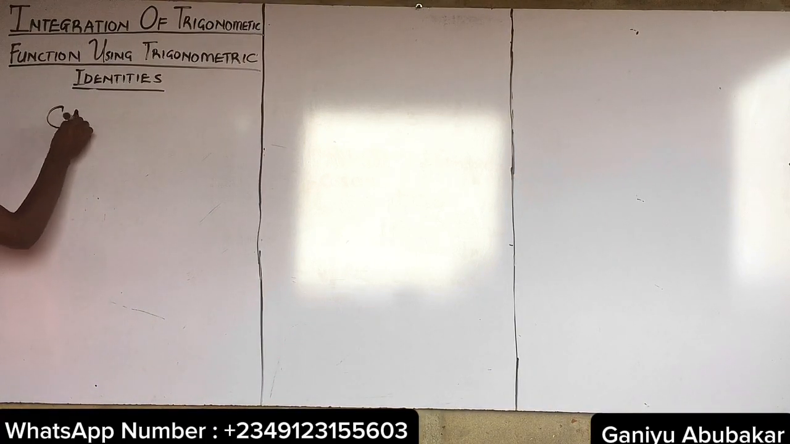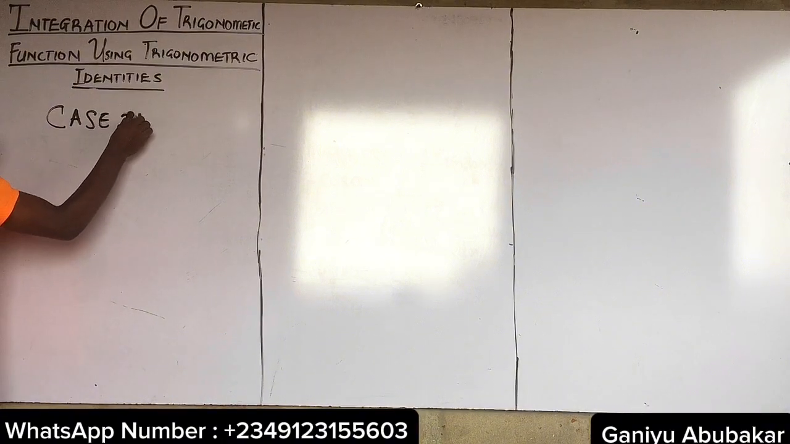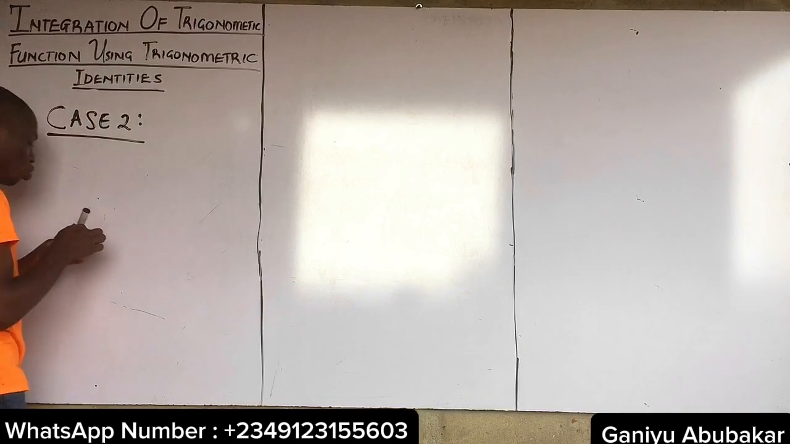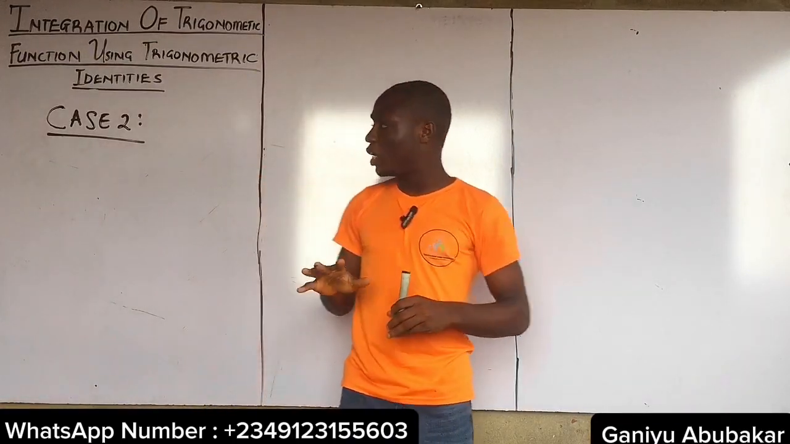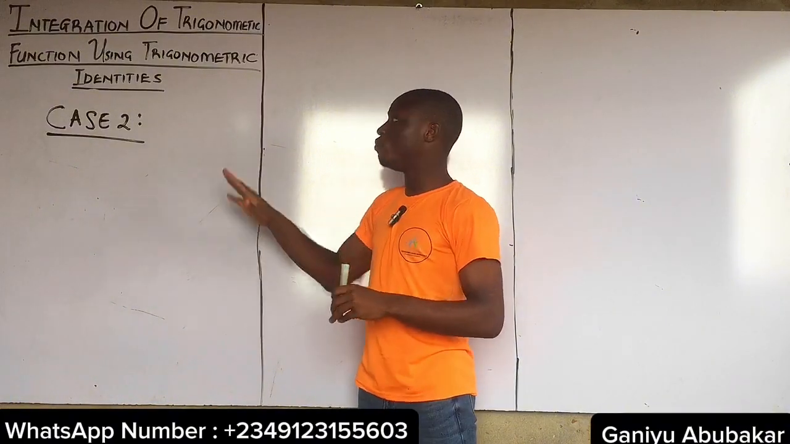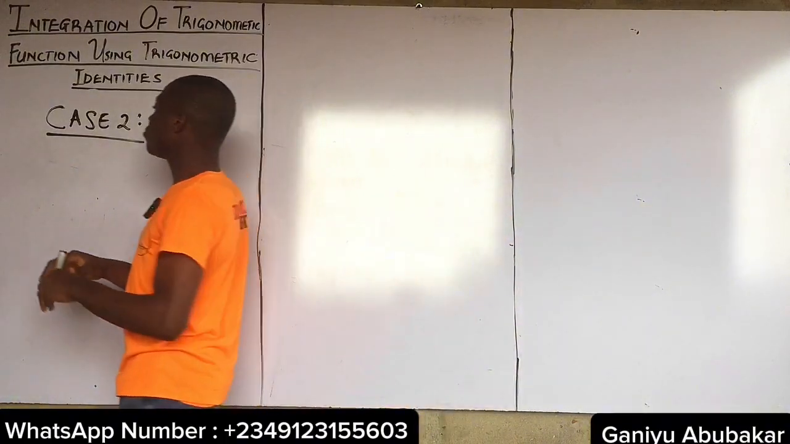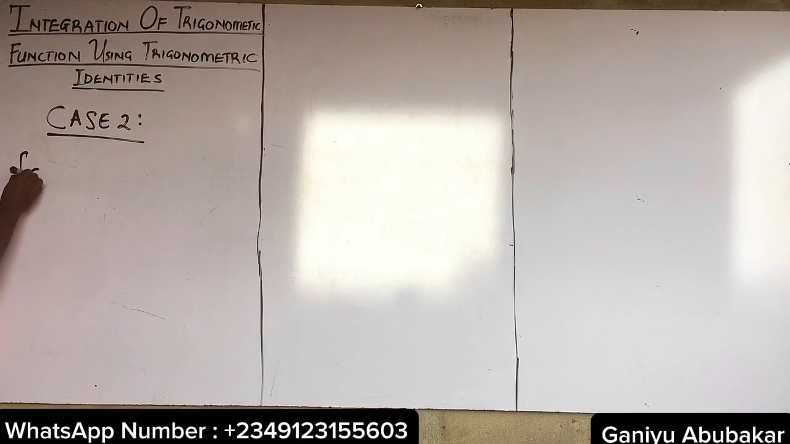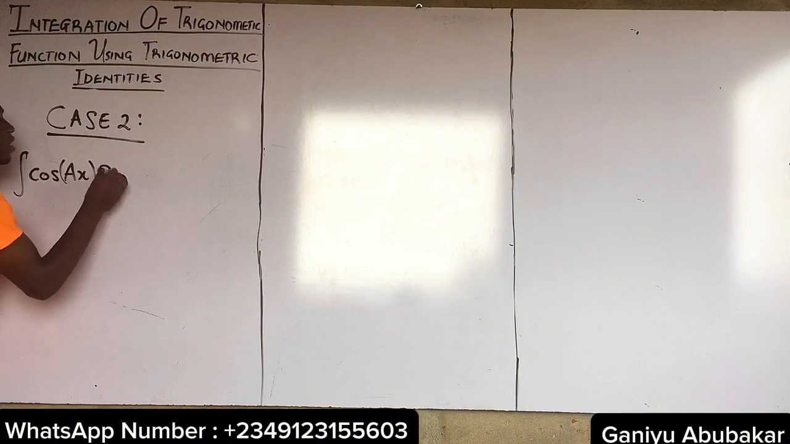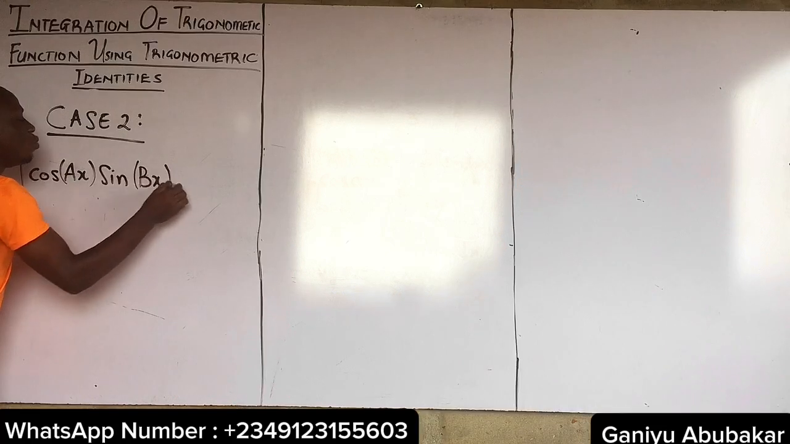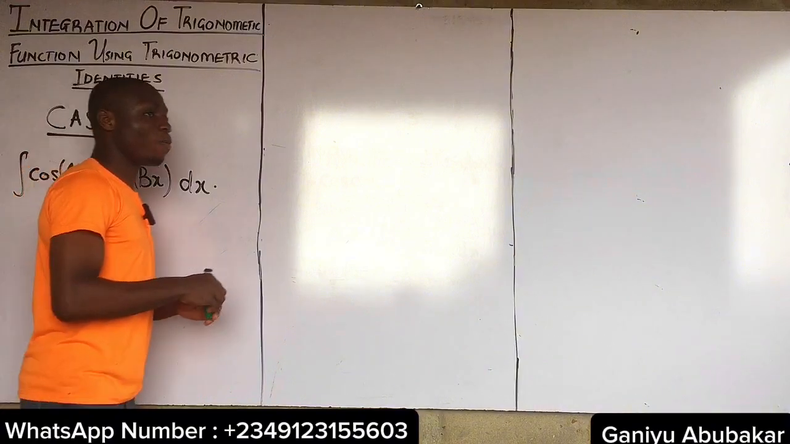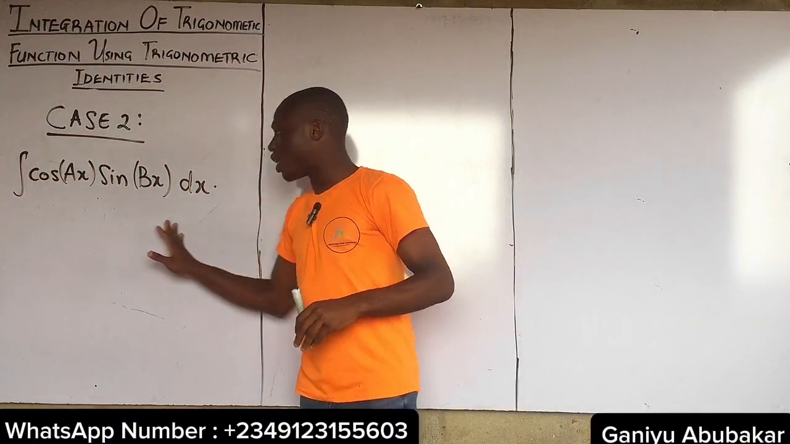What's the concept behind case 2? All right, I'll give you an integration of this case 2 form. If I have the integral of cos ax sine bx with respect to x, I'm taught to integrate something of this nature. So how do you solve a problem such as this?